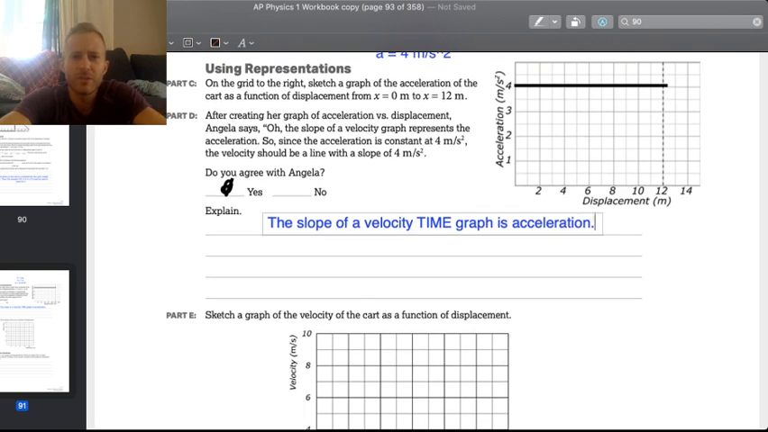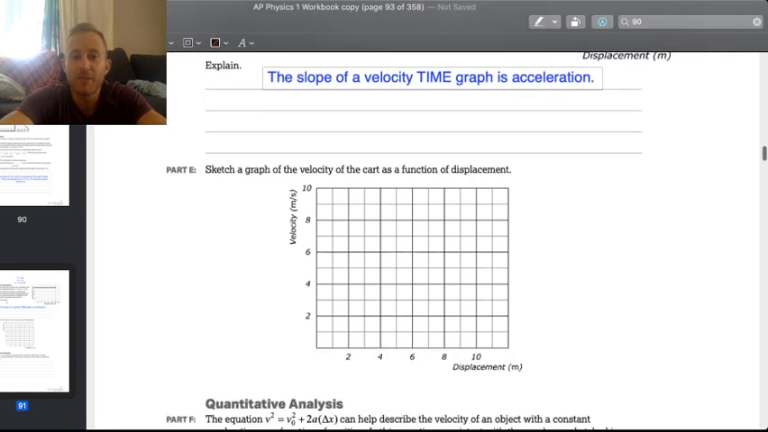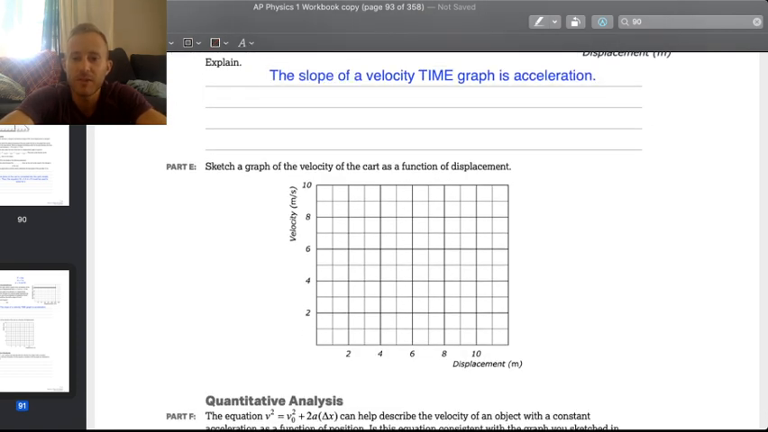So Angela doesn't really say what is on the horizontal axis. So that's kind of the thing. So I agree with Angela, but she needed to specify that it's a velocity time graph. But we're making a graph of velocity versus displacement. See, so they're trying to mess you up there. So let's work out the algebra.